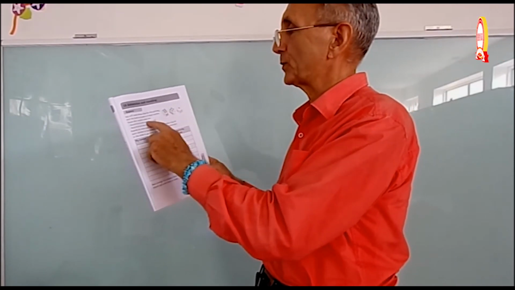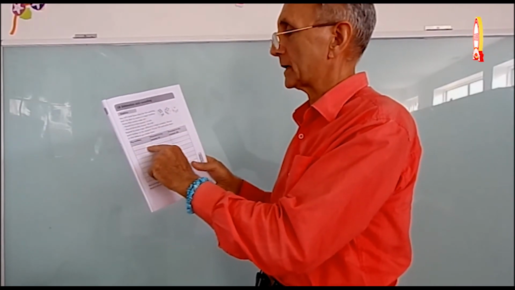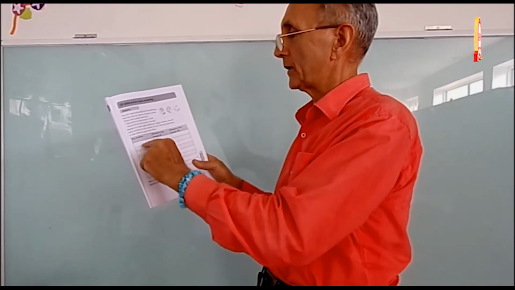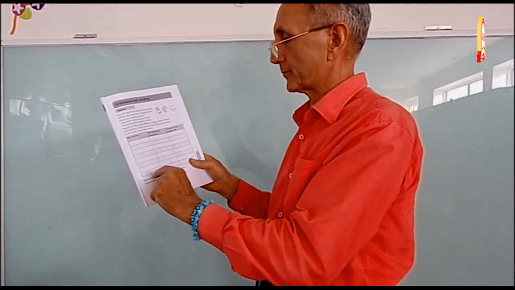Those 3 dice would be 641. You write that here. You round to the nearest 10, you round to the nearest 100. Then you do the same for all of these.